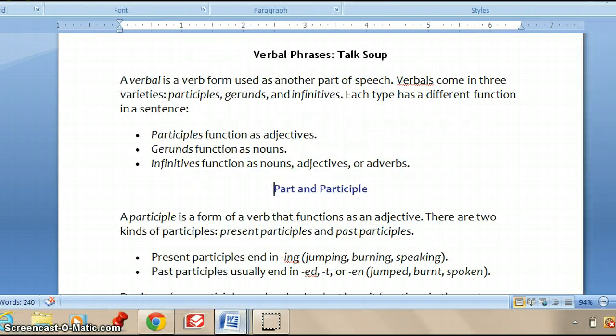Okay, next on the list will be verbal phrases, and that's when you have a verb being used as a different part of speech. The three types that we're going to look at are participles, gerunds, and infinitives. The participle functions as an adjective. Gerunds function as nouns, and then infinitives function as nouns, adjectives, or adverbs. So let's look at the participle first.